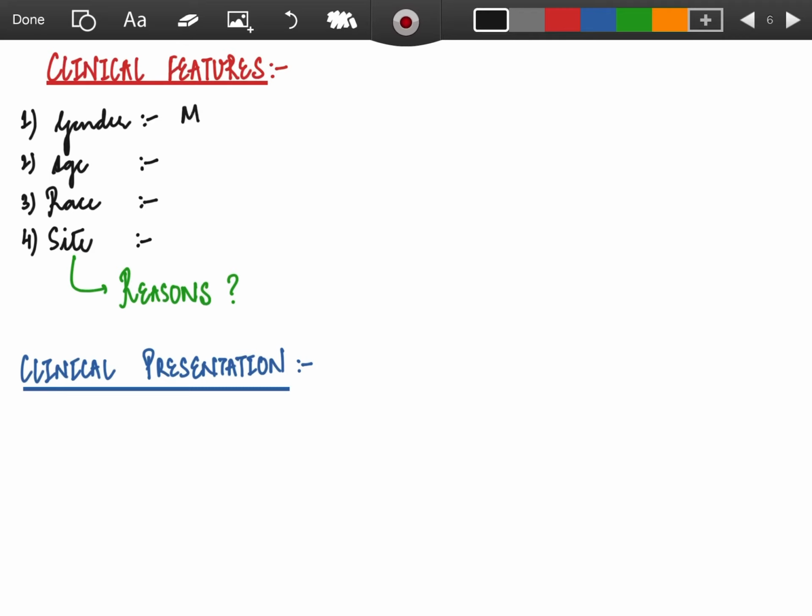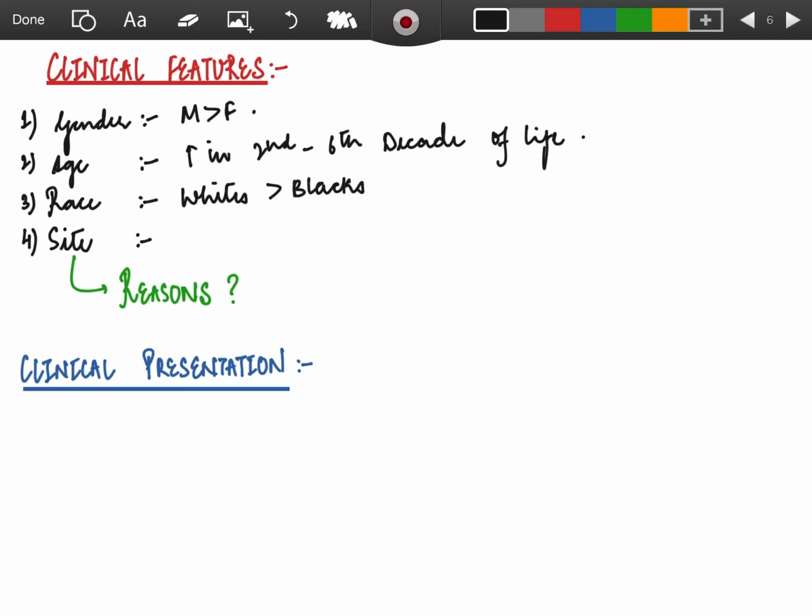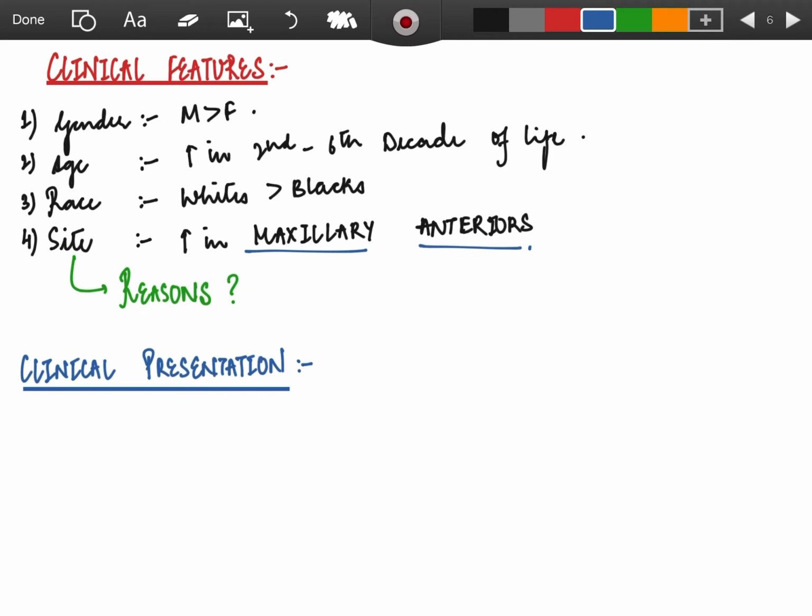Clinical features: males are more commonly affected. It is more common in the second to sixth decade of life, and whites have a higher prevalence than blacks, as with the dentigerous cyst. It most commonly occurs in the maxillary anteriors. Why are the maxillary anteriors most commonly affected? We have several reasons.